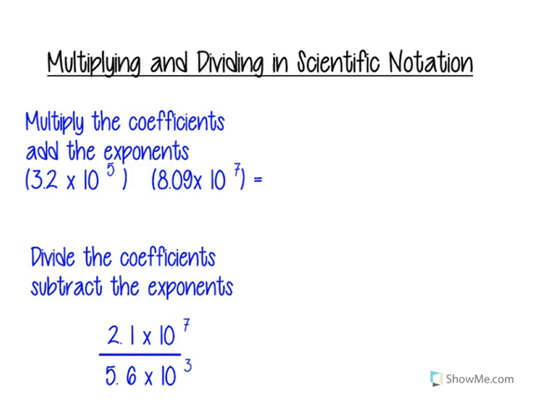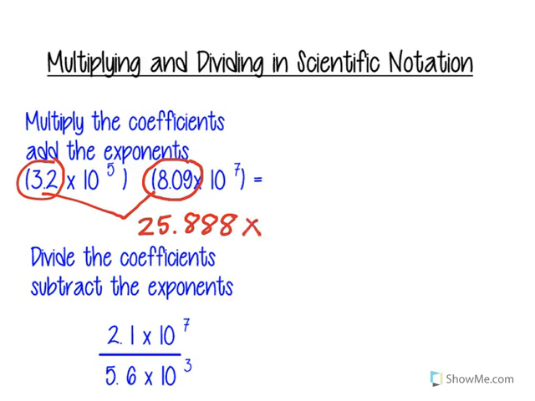Alright, when you multiply and divide in scientific notation, we're going to use the exponent properties. When you multiply, you multiply the coefficients and add the exponents. So when you multiply numbers that are written in scientific notation, you multiply the coefficients, the numbers in front of the multiplication symbol. So we'd multiply those together, and we would get 25.888 times 10, and then we would add the exponents. So we would add 5 and 7 together. So 5 plus 7 would give us 12.